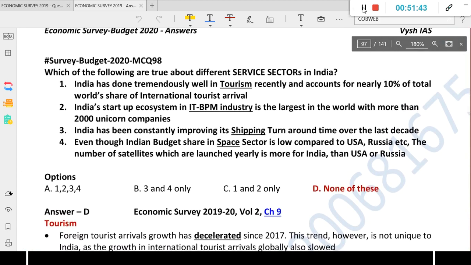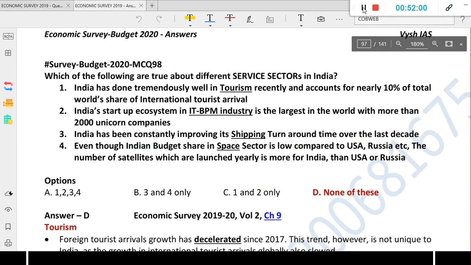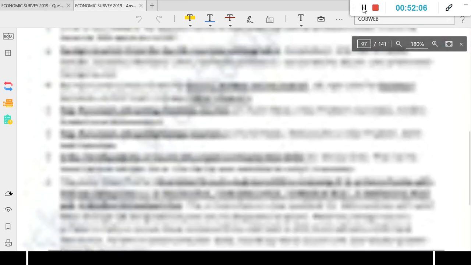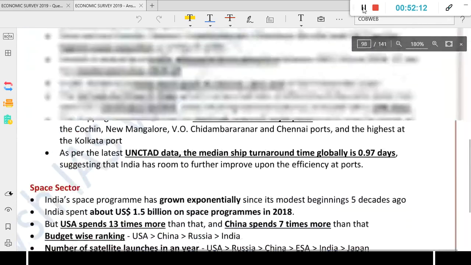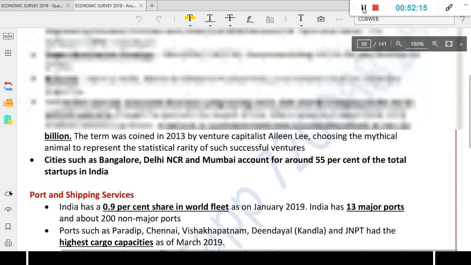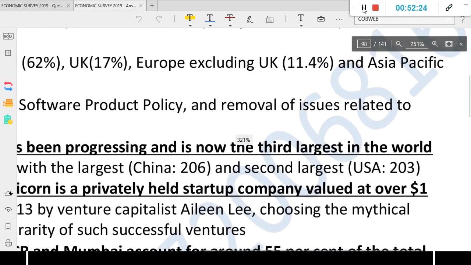The second one: India's startup ecosystem in the IT BPM industry is the largest in the world and has 2,000 unicorn companies. For that, you should know what a unicorn company is. A unicorn company is an economics term for a startup whose valuation crosses $1 billion. That also you will get in the solution. But that is also wrong. India doesn't have this many unicorn companies. India has only 24 unicorn companies, and it's not the largest either; India is about 7th or 8th. See here, $1 billion valuation, India 24, China has 206, USA has 203.